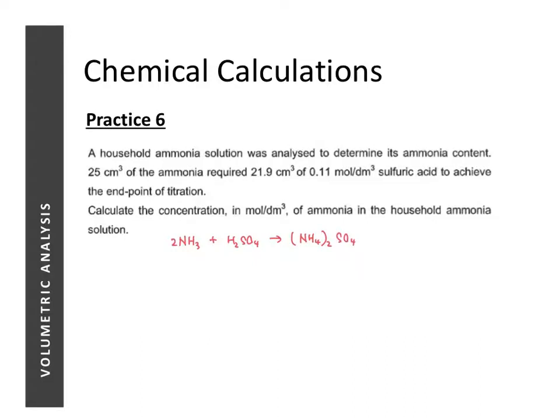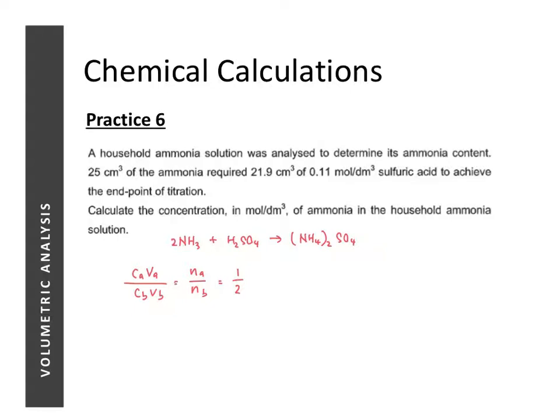Okay, so let's write out the equation again. Now, from the balanced chemical equation, we can see that the number of moles of acid divided by number of moles of base is actually 1 over 2. So next we just need to fill in the remaining values that are known from the question in order to find the unknown value.